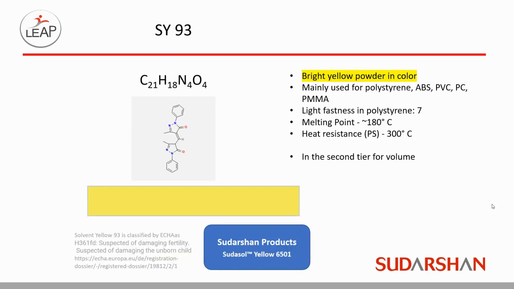To the red side is the solvent yellow 93. It's not as useful primarily because its chemistry does not allow for it to be FDA approved, so it has a more limited use, but it is a very good dye. We have one product here, the 6501.